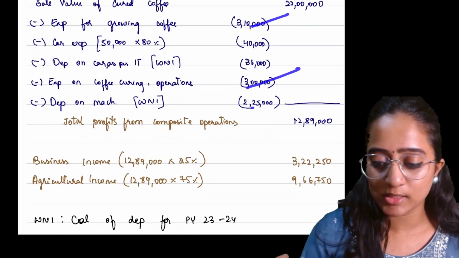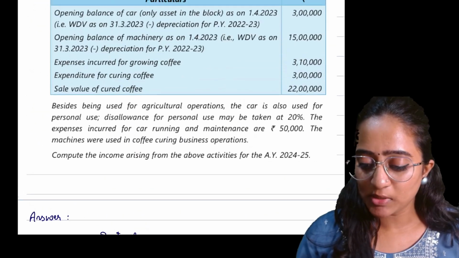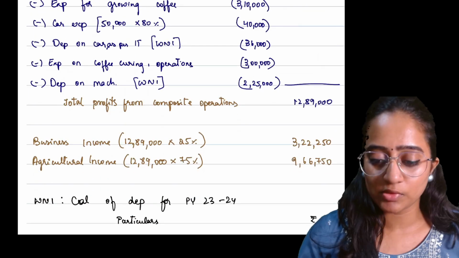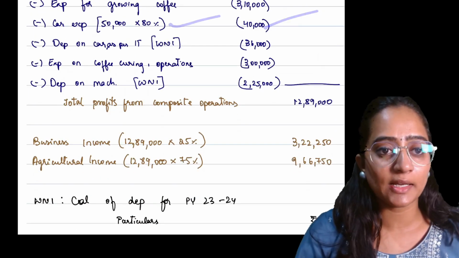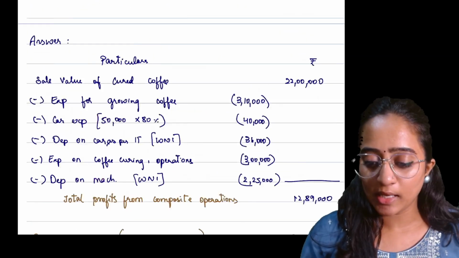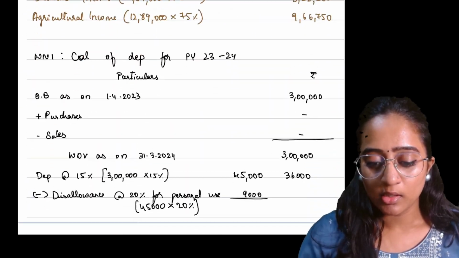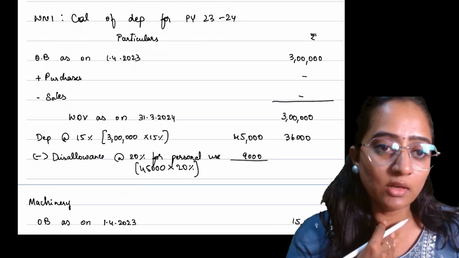We have considered the expenditure of expenses for growing coffee. Car expenses given in the question are 50,000 rupees, of which 80% is business related expenses. Depreciation on the car as per the income tax is already recorded in a working note.